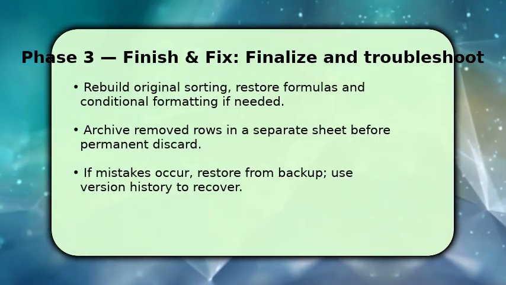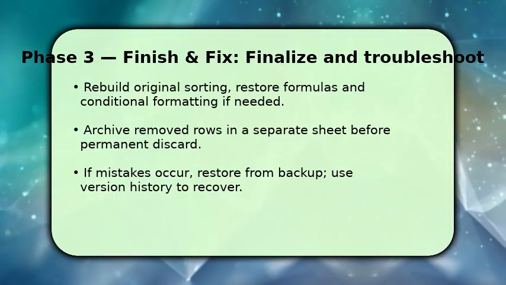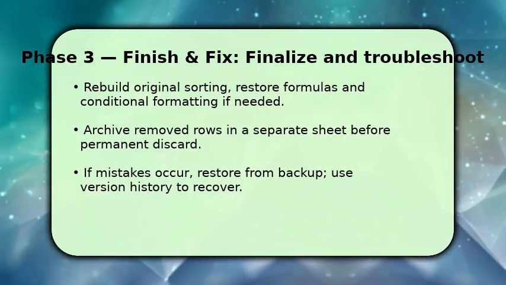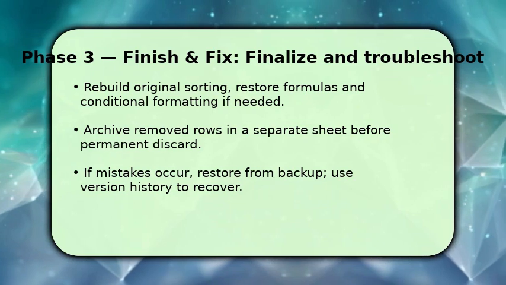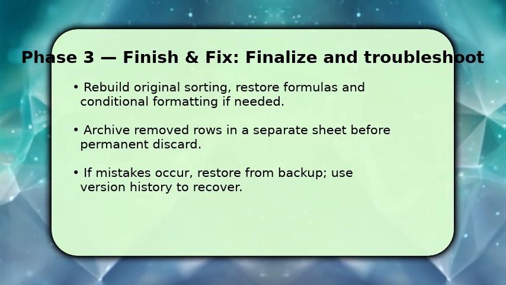If something goes wrong, use the backup copy or Google Sheets version history to revert. That is your primary troubleshooting tip. Restore the prior version, adjust your helper logic, and try the steps again with a smaller subset first.